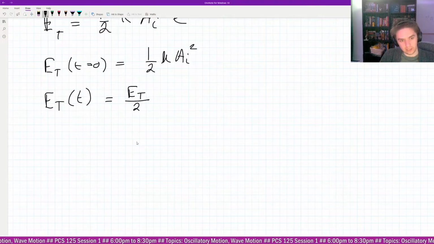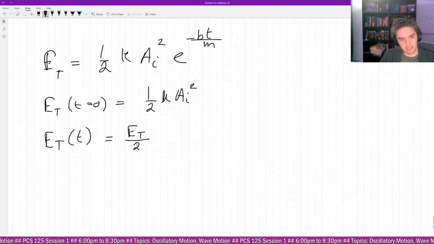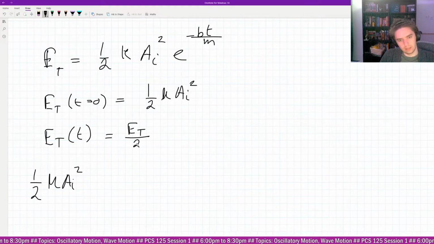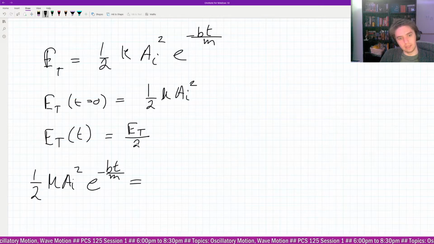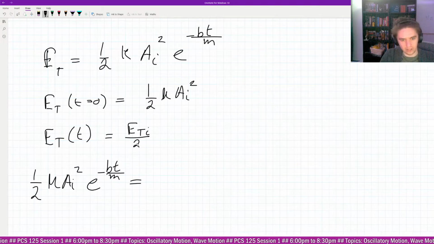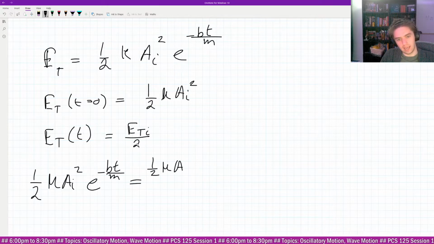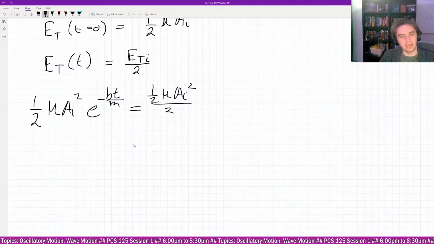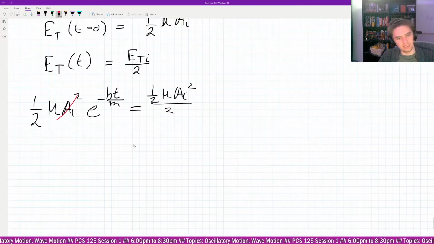So this is essentially what I'm asking: when does 1/2 k A_i squared e to the negative bt over m equal, this should be the initial total energy, which we just said was 1/2 k A_i squared, over 2. Okay, now I solve for t.